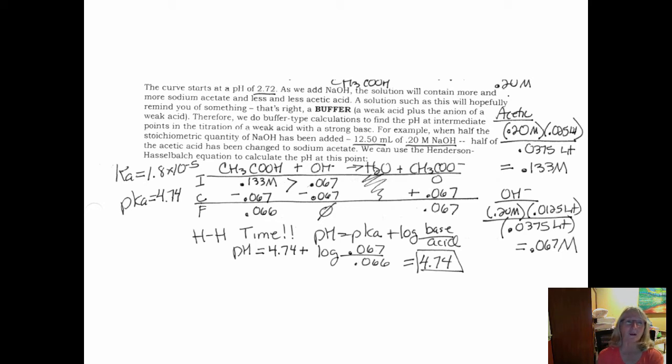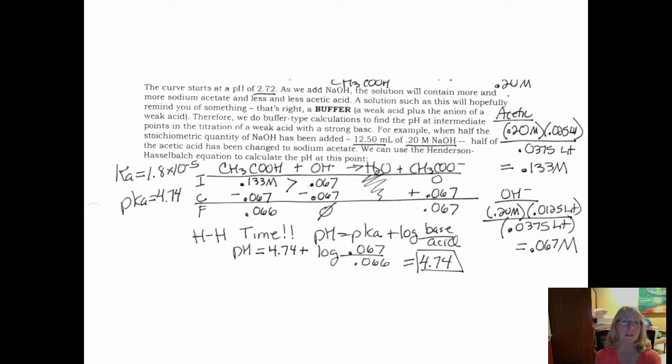And the log of 1, you can write 1 as 10 to the 0, and a log is the power to which 10 must be raised to get that number. Well, that's just 0. So essentially, what we have is the pH is equal to the pKa after we've added that amount, 12.5 milliliters of 0.2 molar NaOH. Now notice if you look at the graph, see how that particular graph's equivalence point happens when you reach 25 milliliters, and we've added half that amount.